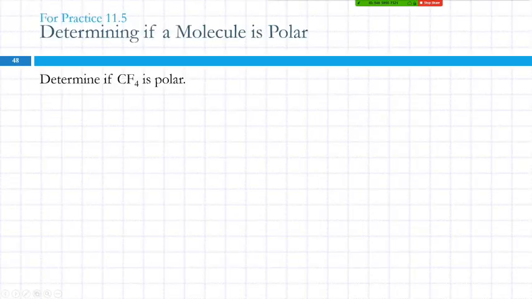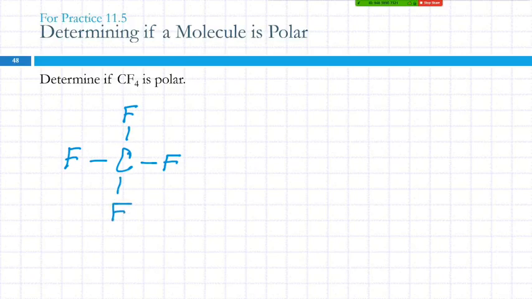Let's see. So let's do an example here and determine if CF4 is polar. We still have to draw the Lewis structure. So the Lewis structure for this is going to be carbon in the middle, and we've got 4 fluorines, and those are going to be around the outside. And then if we count up the valence electrons and put all the lone pairs in, I'm not going to do this in detail because we've covered that already. So there's our Lewis structure.